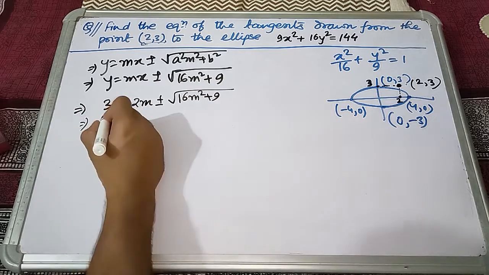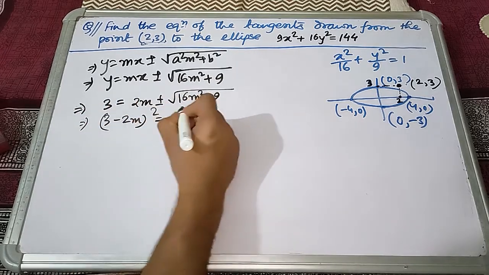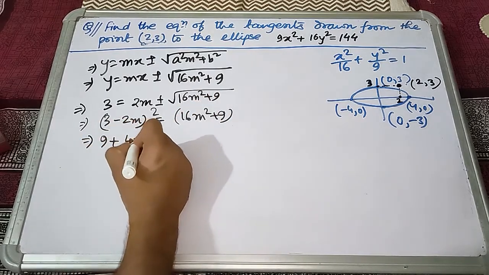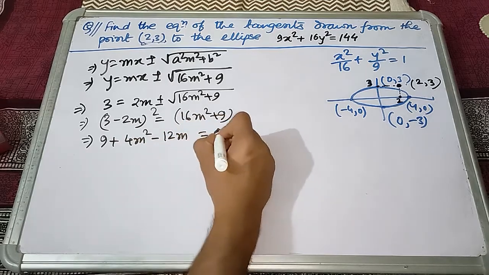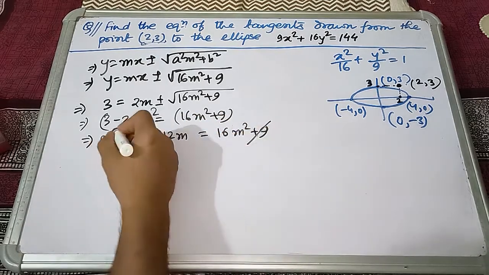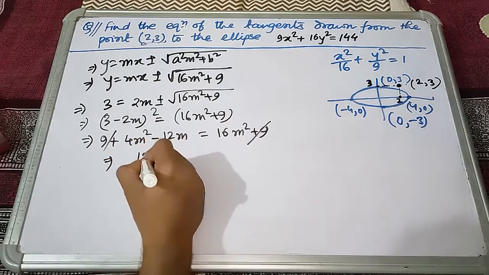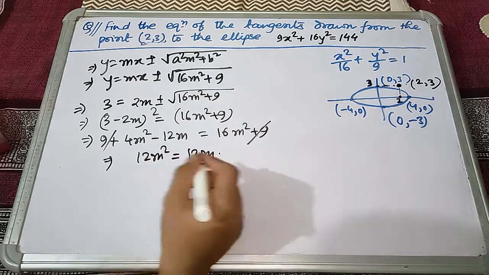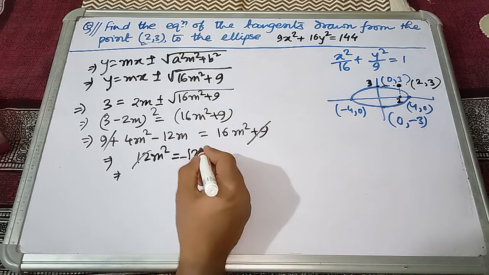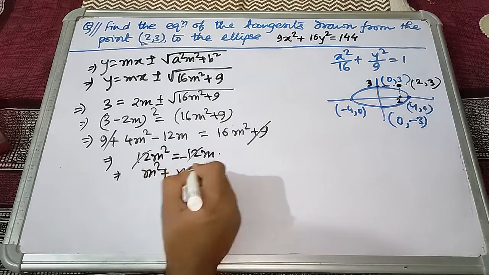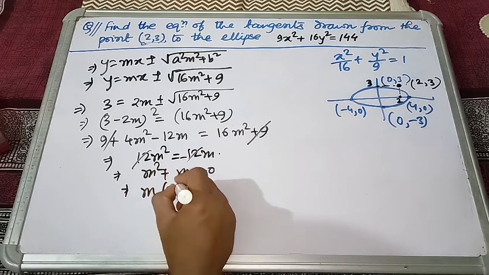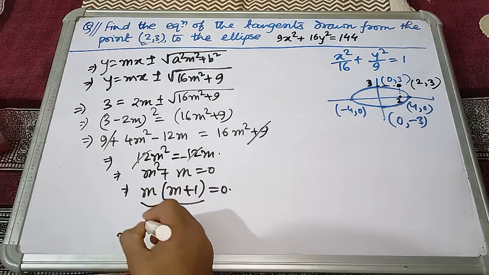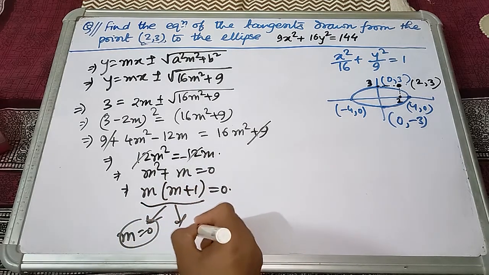Now, just solve this. 3 minus 2m whole square equals 16 m square plus 9, right? This becomes 9 plus 4m square minus 12m equals 16m square plus 9. 9 and 9 get cancelled. So, this becomes 12m square equals minus 12m. Okay. 12 and 12 get cancelled. m square plus m equals 0. So, this is m into m plus 1 equals 0. Correct. From this we get m equals 0 or m equals minus 1.